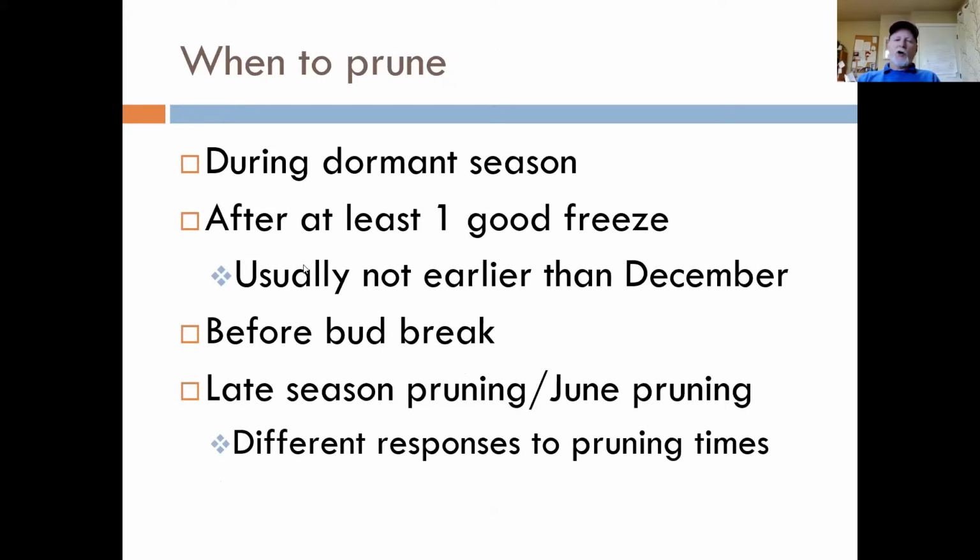We are pruning during the dormant season primarily, after some substantial cold weather, and before the new growth emerges in the spring. Late season pruning is sometimes done for a variety of reasons, because the tree responds differently to summer pruning, and because we may need to do additional thinning and additional pruning that does not result in a lot of sucker growth or secondary growth that is not helpful.